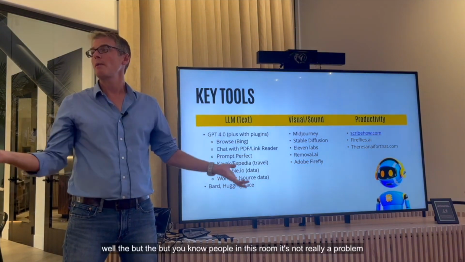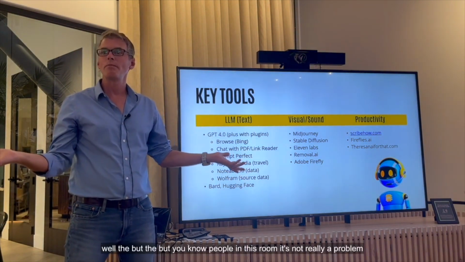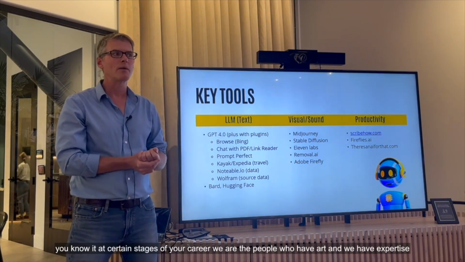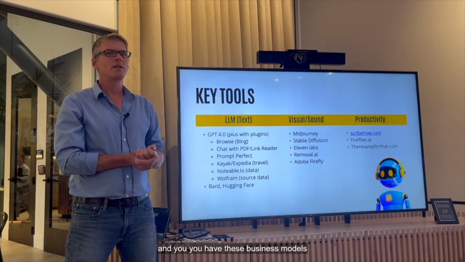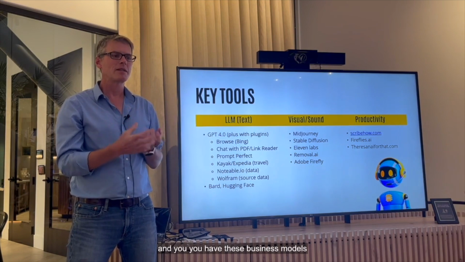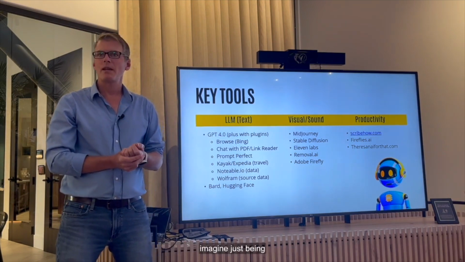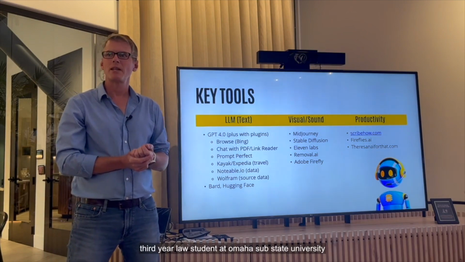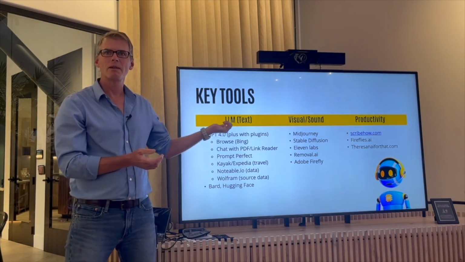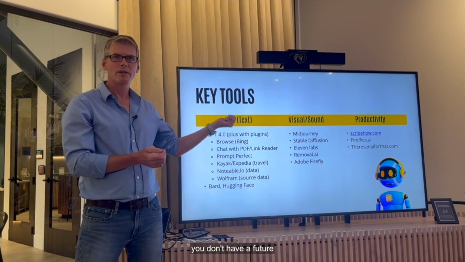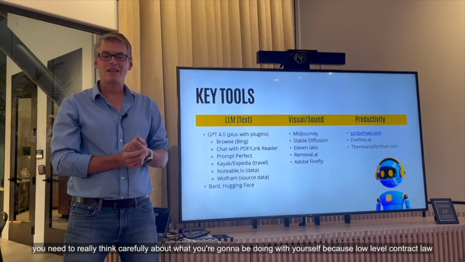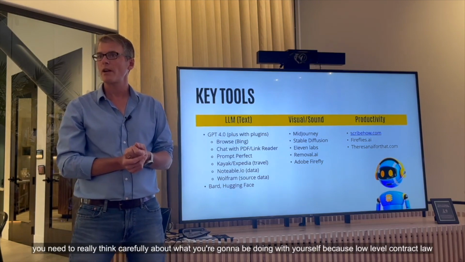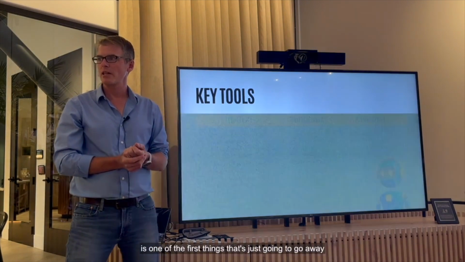Yeah. Well, but people in this room, it's not really a problem. At certain stages of your career, we are the people who have art and we have expertise, and you have these business models. But imagine just being like a third-year law student at Omaha Sub-State University right now. You don't have a future. And you need to really think carefully about what you're going to be doing with yourself, because low-level contract law is one of the first things that's just going to go away.